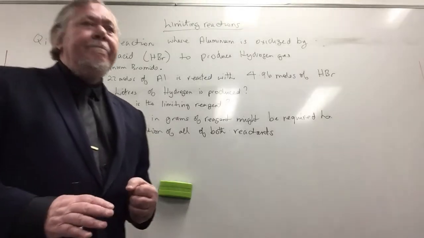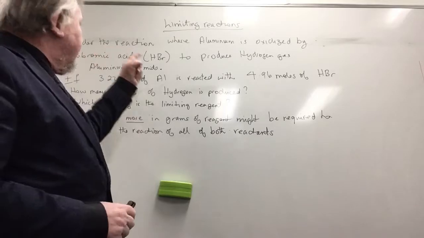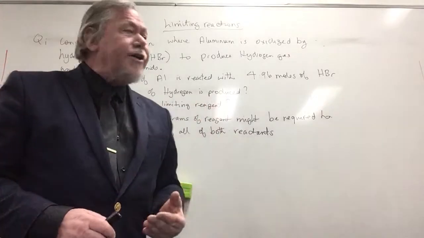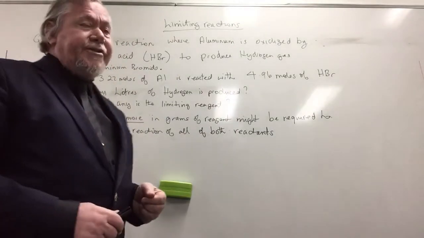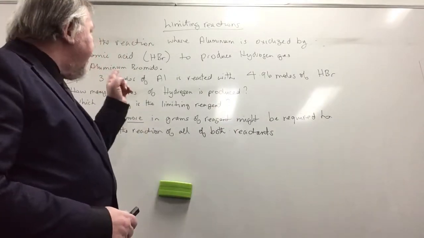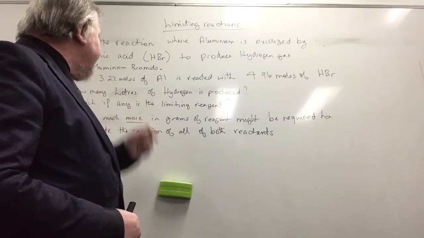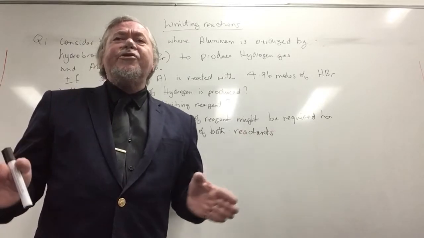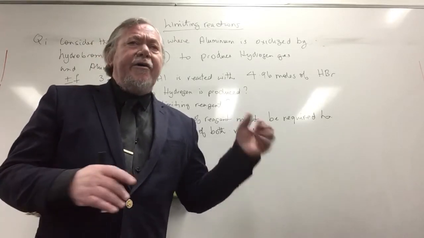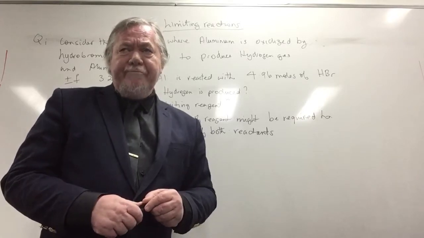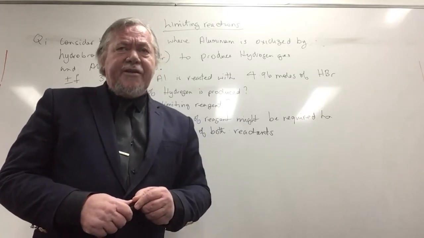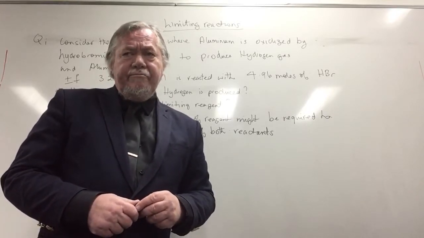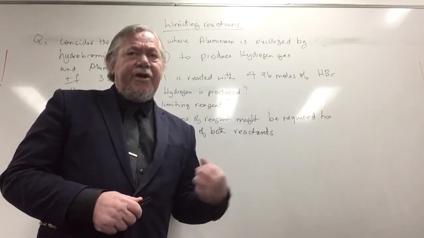Okay? All right. So, number one, consider the reaction where aluminium is oxidized by hydrobromic acid, and produces hydrogen gas and aluminium bromide. So the first thing we need to do is produce our equation for this. Okay? So let's have a go at that. Have you had a go already? Okay, so we need a balanced equation.